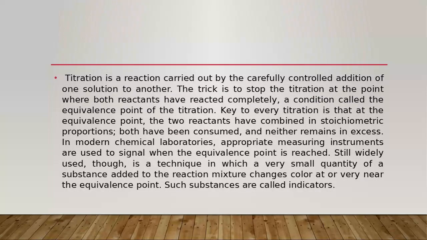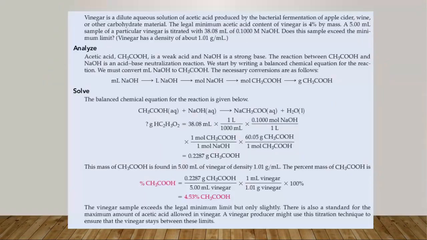In modern chemical laboratories, appropriate measuring instruments are used to signal when the equivalence point is reached. A still widely used technique is one in which a very small quantity of a substance is added to the reaction mixture that changes color at or very near the equivalence point, and such substances are called indicators.